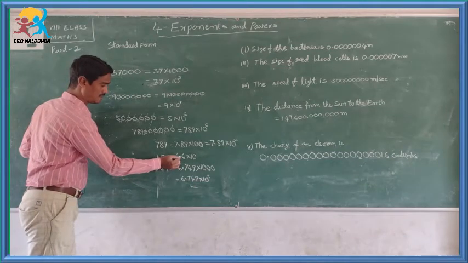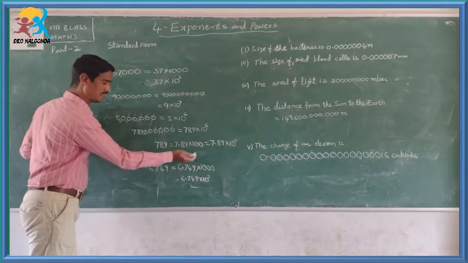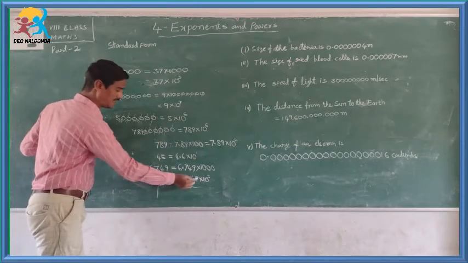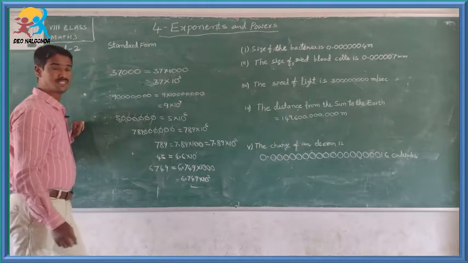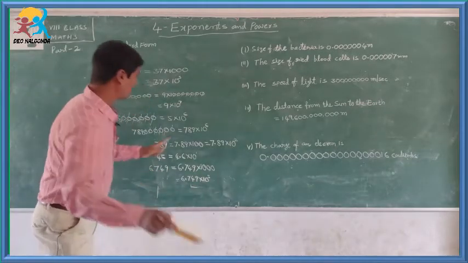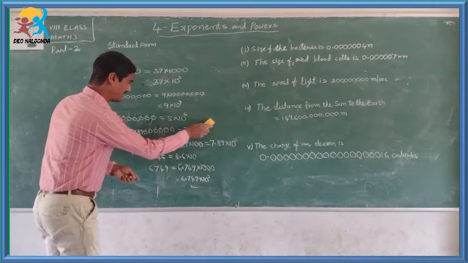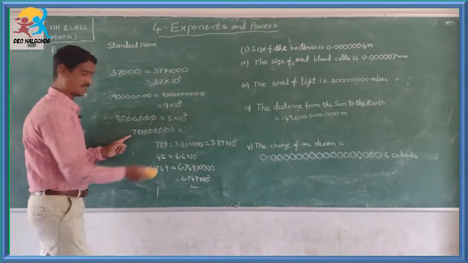After one digit after the point, so power 1. Nothing, no need to write 1. Three digits after the decimal point, so power 3. So how can we write here? Now this result I am going to write.